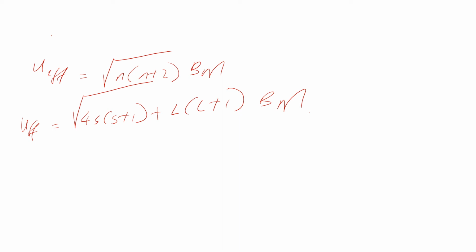So S is the spin quantum number, and L is the orbital quantum number. Okay, so this is one of the differences that we have when we look at the d series and the f series.